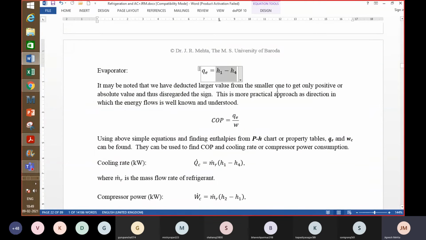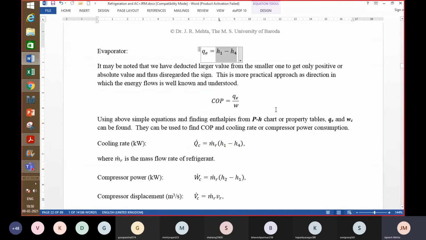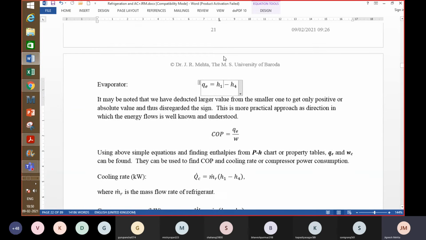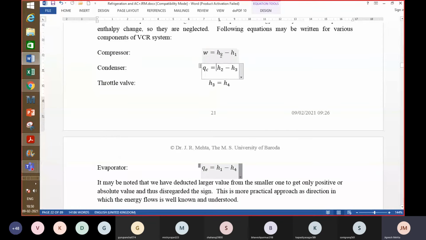So four very simple equations, simplified forms of the steady flow steady state equation, are to be used in analyzing the standard or ideal vapor compression refrigeration cycle. And now COP is equal to QE divided by W, right? So that's how you can get COP. I have already introduced you to the p-h chart, and you need property tables. With the help of that, you can get enthalpy. Enthalpy is the most important property, I would say, in the subject of refrigeration as well as air conditioning.